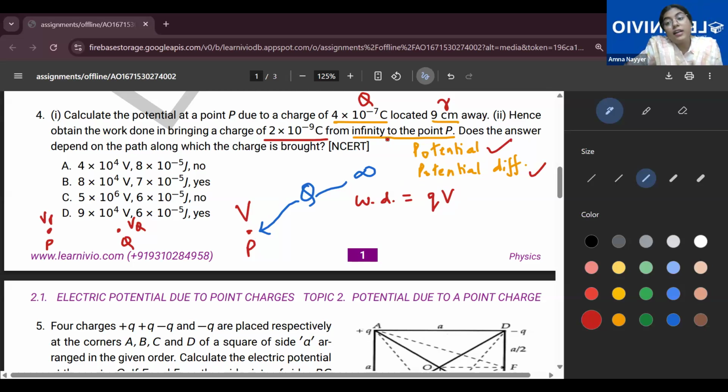It is not saying calculate it from infinity. For infinity, you can never calculate, because 1 by infinity is 0. So you'll never get the answer. And it says, does the answer depend on the path along which the charge is brought?